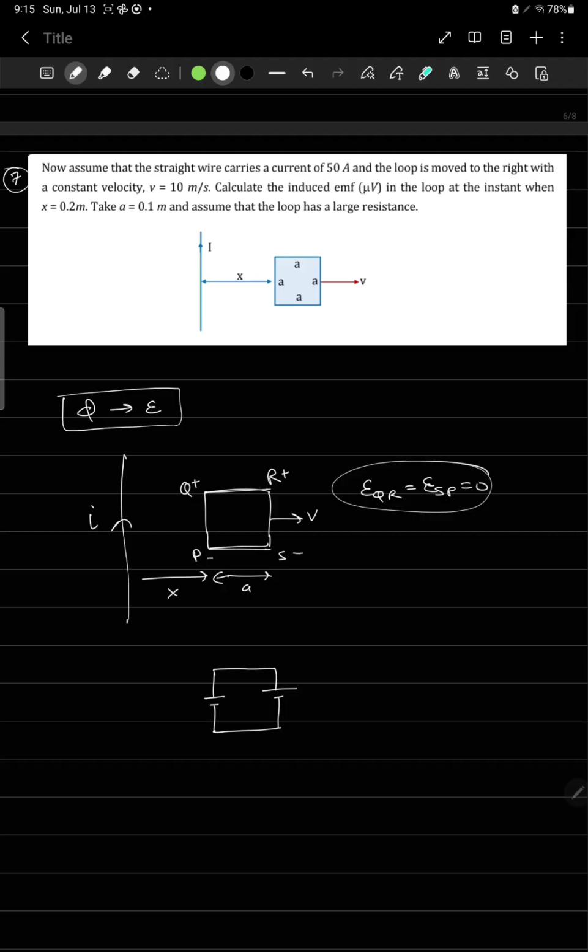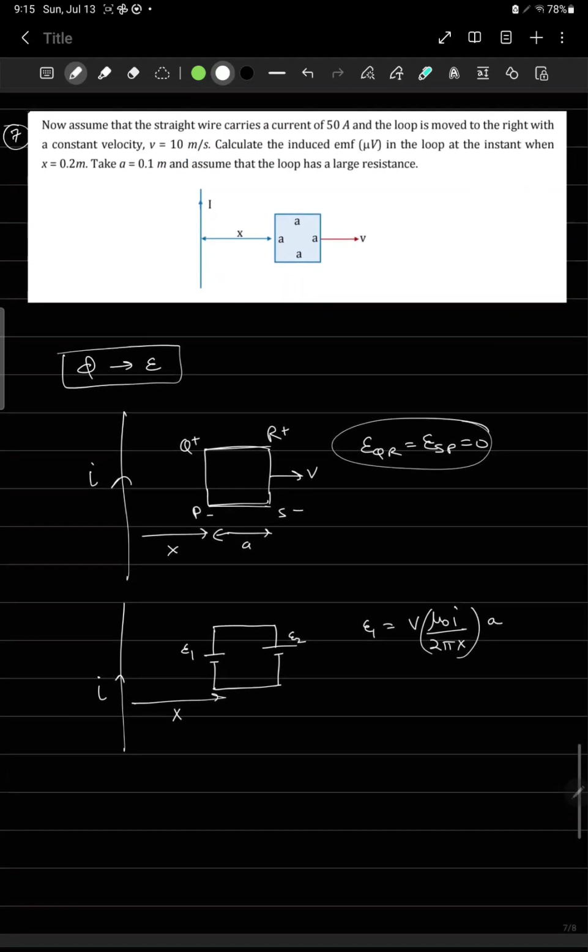So I'm going to write the induced EMF now. If I write the induced EMF for this left battery PQ, so what is the magnetic field here? Let's say E1 and E2 I'm writing. So E1 is VBL, so V mu naught I by 2 pi H into A. Correct? And what is E2? V mu naught I by 2 pi (H plus A) into A. These two batteries are in series.